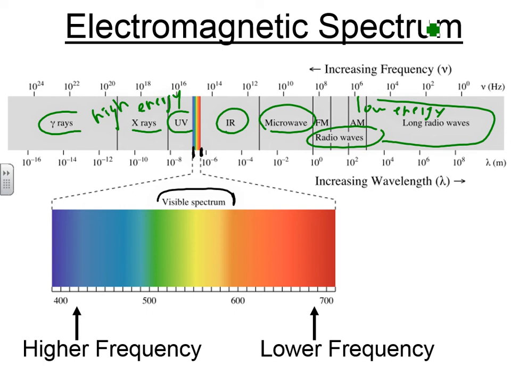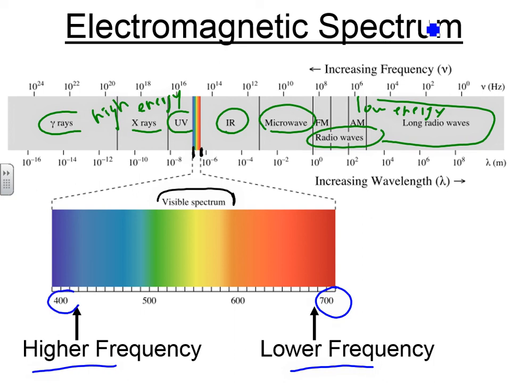Now, at the red end, you see here, we have a lower frequency. And notice we have 700 for the wavelength. This is the wavelength. And at the blue end, we have a higher frequency, and notice a smaller wavelength. So we see that inverse relationship.